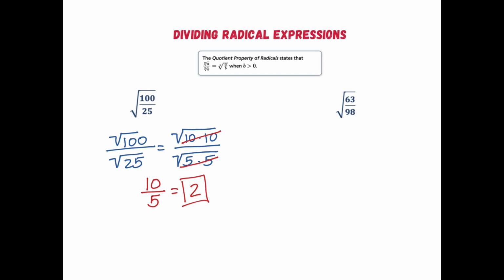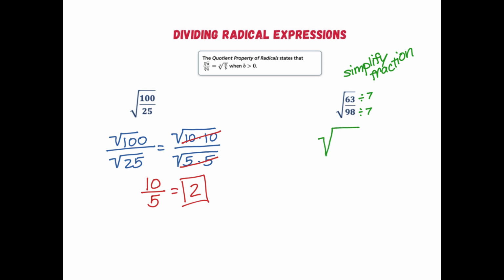All right, in our next example, we have the square root of 63 over 98. Now, unfortunately, unlike the last time, these are not perfect squares, so we can't just, nice and easy, find the square roots and simplify the fraction. But what we are going to do is simplify our fraction first before we start looking for those factor pairs and our perfect squares. So 63 and 98, those can both be simplified by 7.